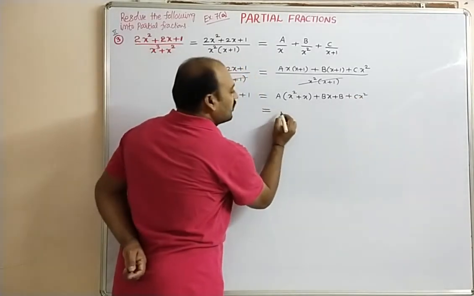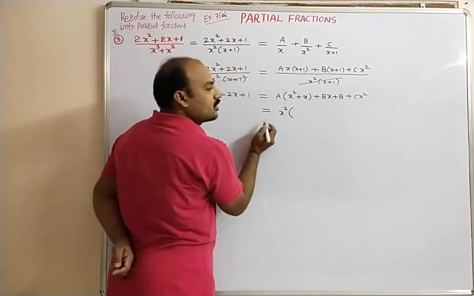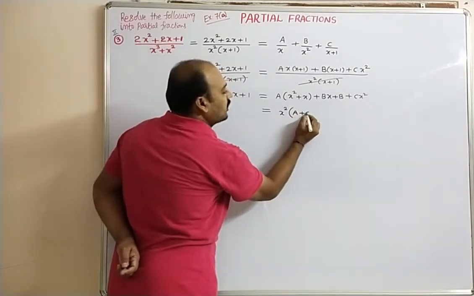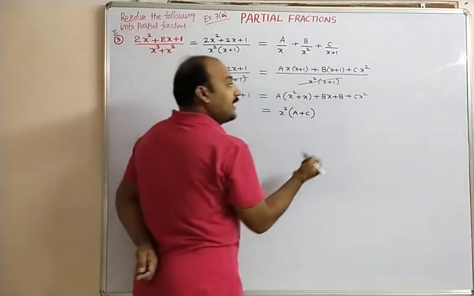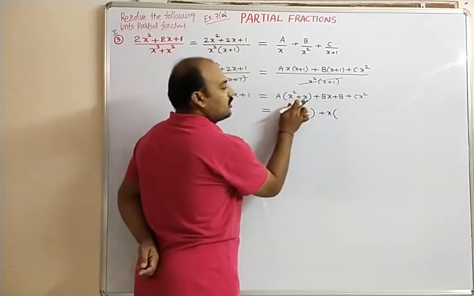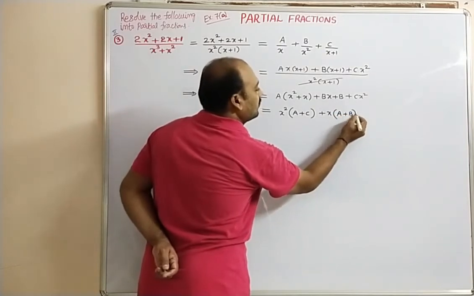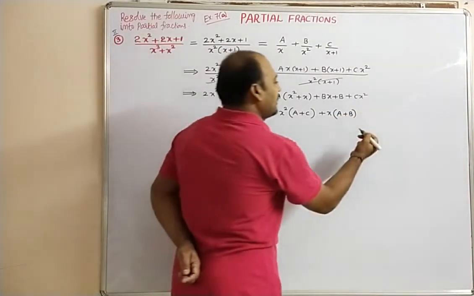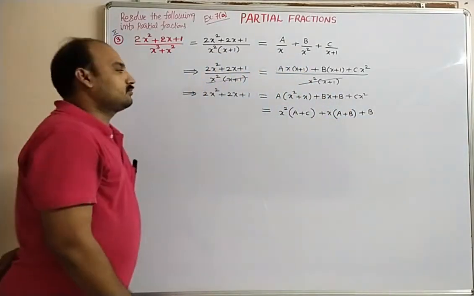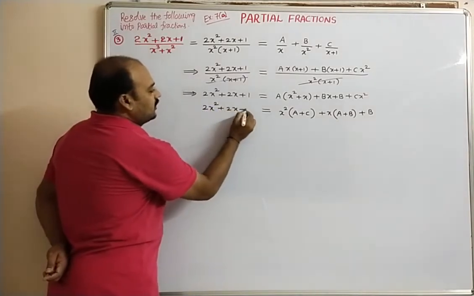Now x square terms from here and here, take x square common from the first term and last term. The coefficient of x square becomes a plus c. And x terms from here and here, you can take x common, so it becomes a plus b. After that, the rest of the terms, we have only one constant, b. So now, 2x square plus 2x plus 1.